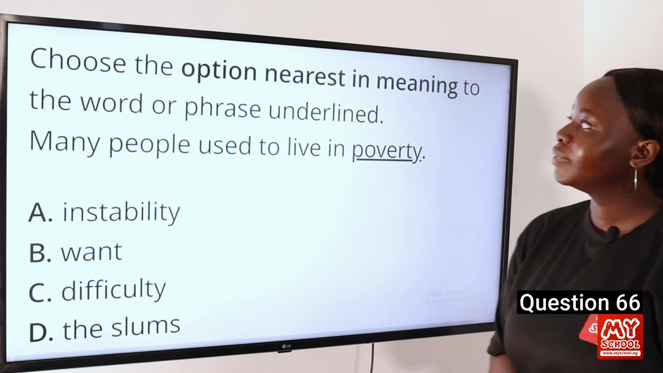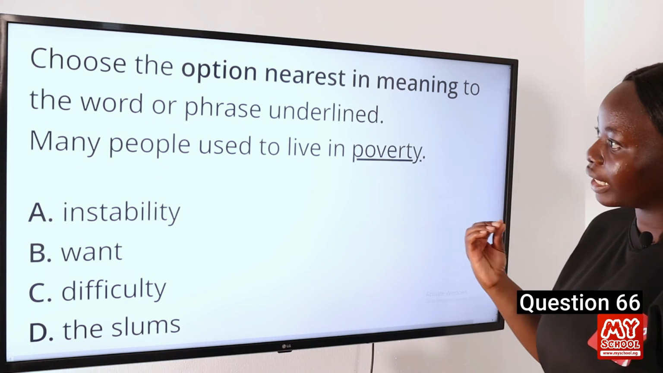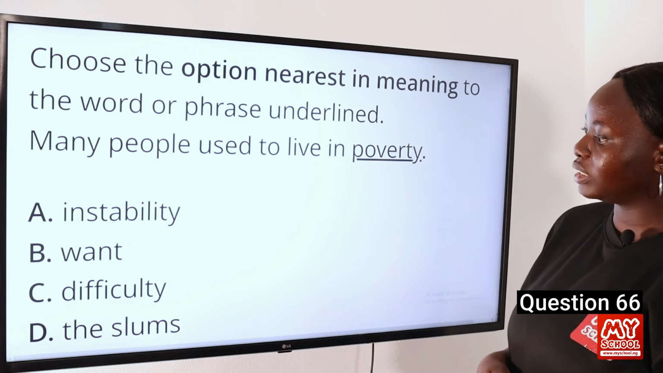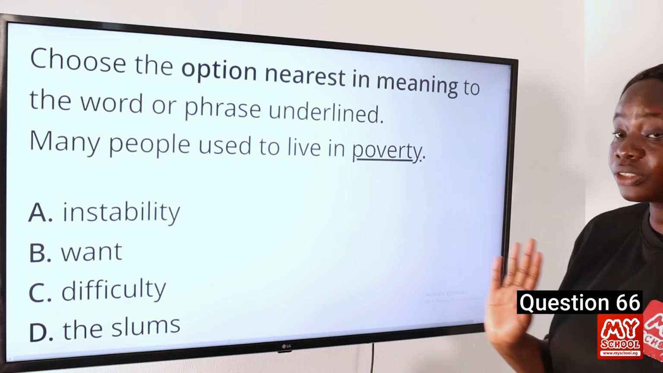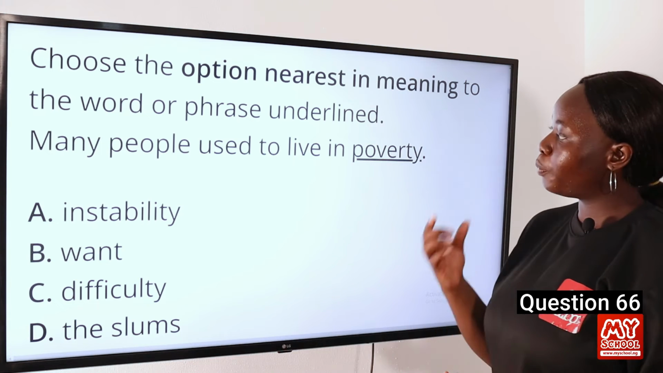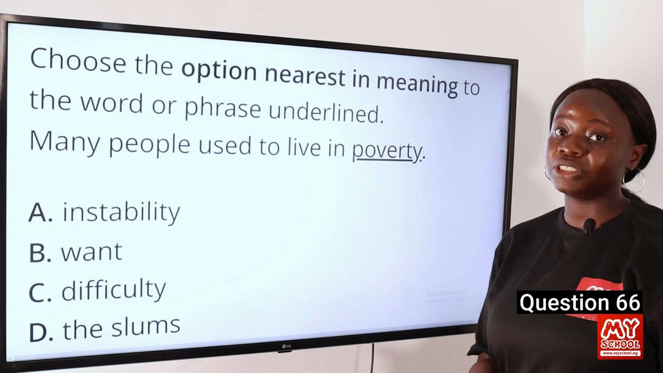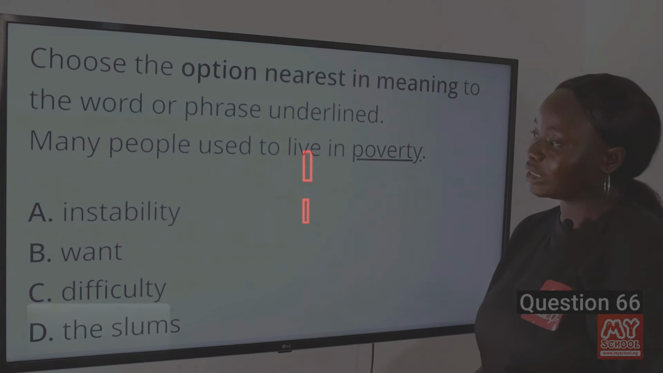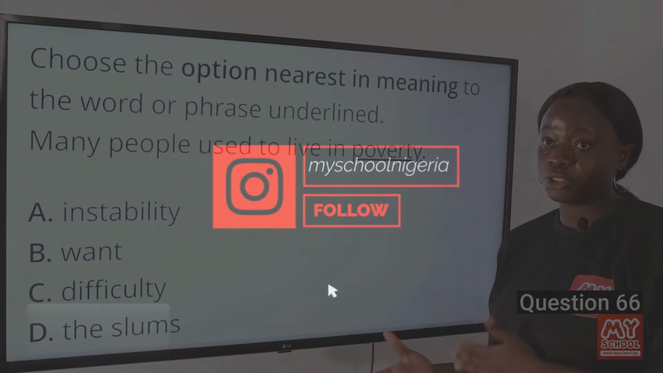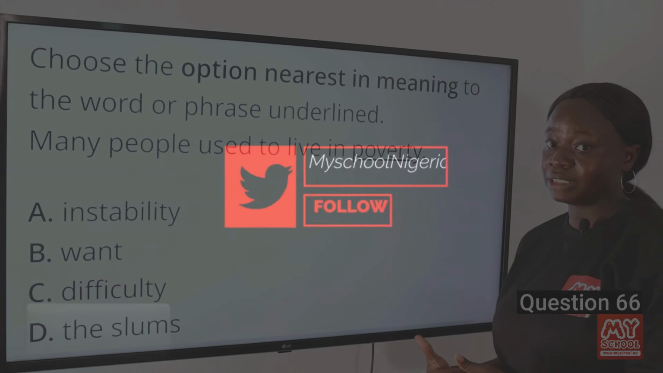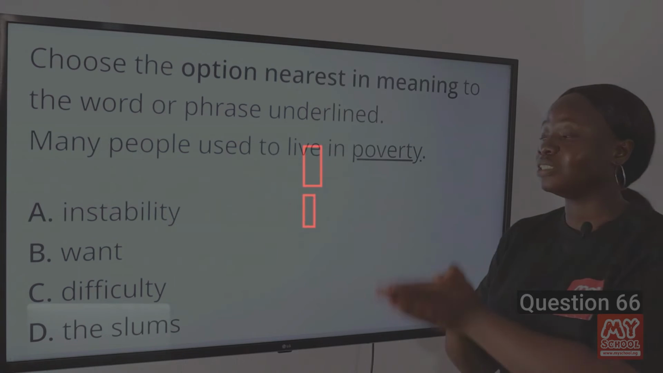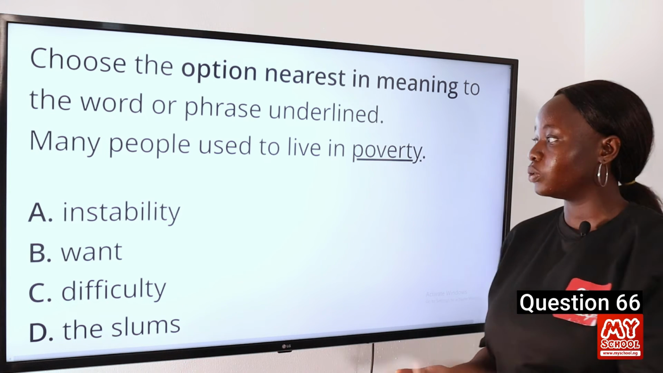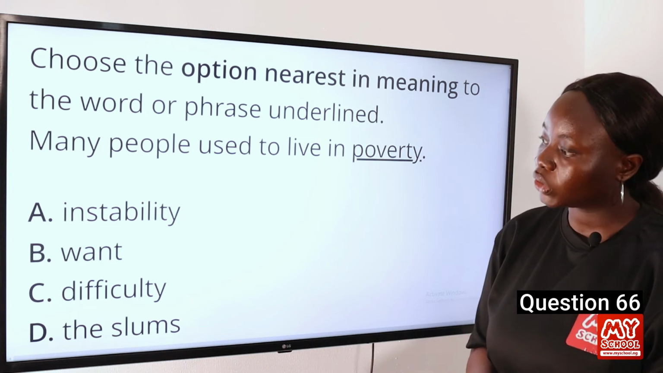Question 66. Again, we have to look for the option nearest in meaning to the underlined word. Many people used to live in poverty. A, instability, B, wants, C, difficulty, and D, the slums. The answer to this question is option B, wants. The word poverty actually means not having enough means to take care of oneself or one's family. It's not similar in meaning to the word instability. Instability is the quality of being unstable. So the fact that you have instability in your life or in the life of your family doesn't mean you're in poverty. It's a generic word. The instability might result from something else that is not poverty. So that is not the answer to this question.